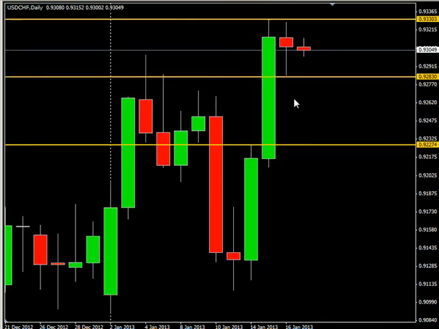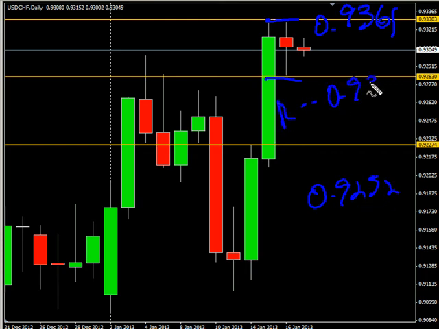Now, the U.S. Swiss, this pair closed down, did create an inside bar like we talked about. Look for it to potentially go as high as 0.9361, possibly as low as 0.9252. Look for some resistance around 0.9332 and look for some support around 0.9275.